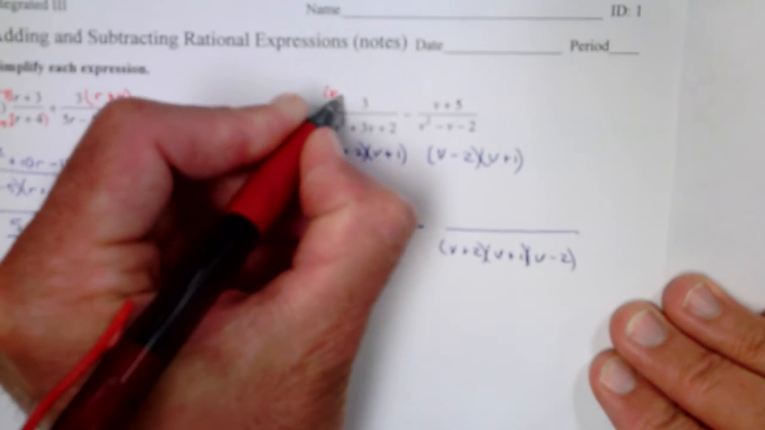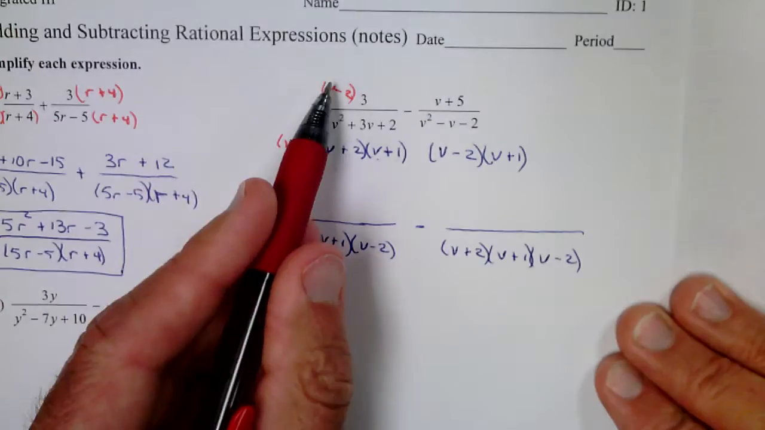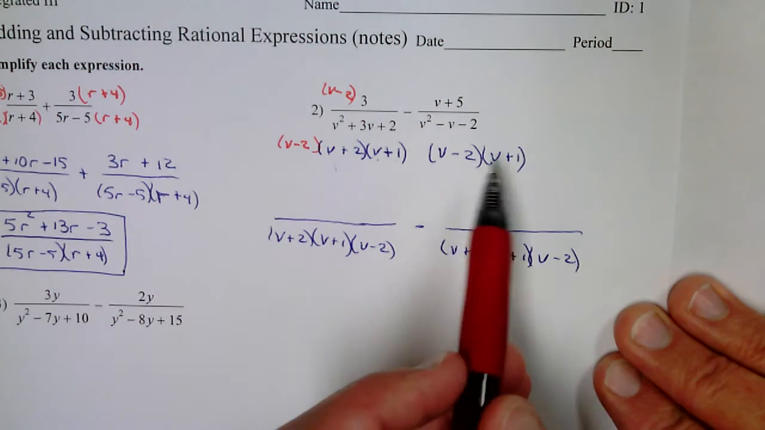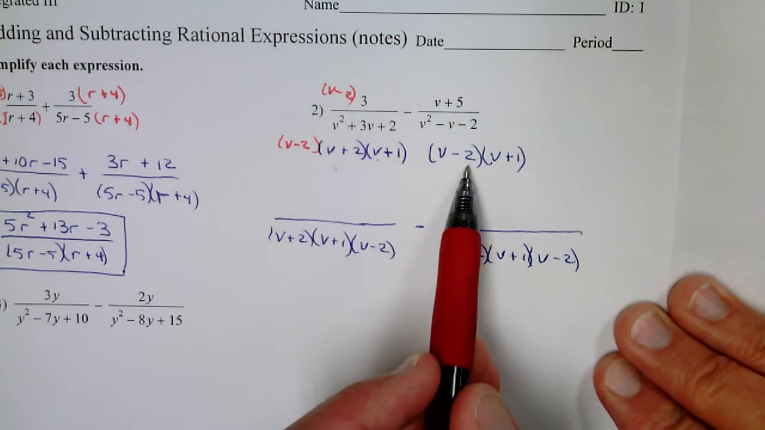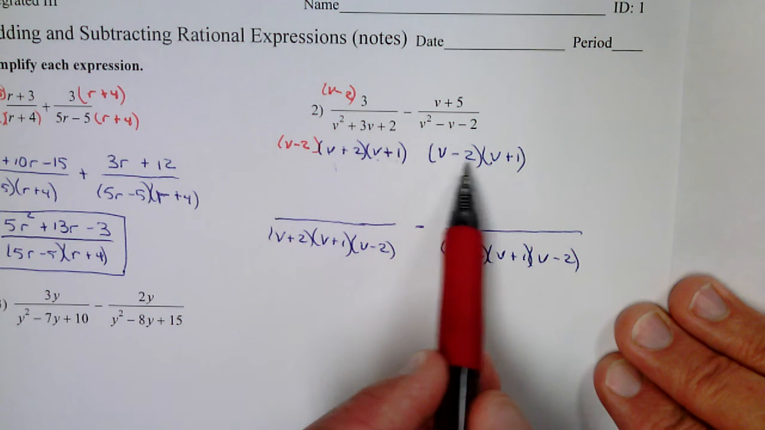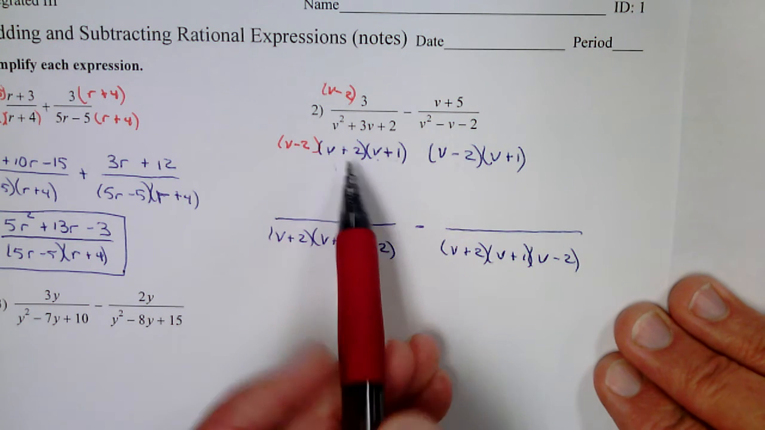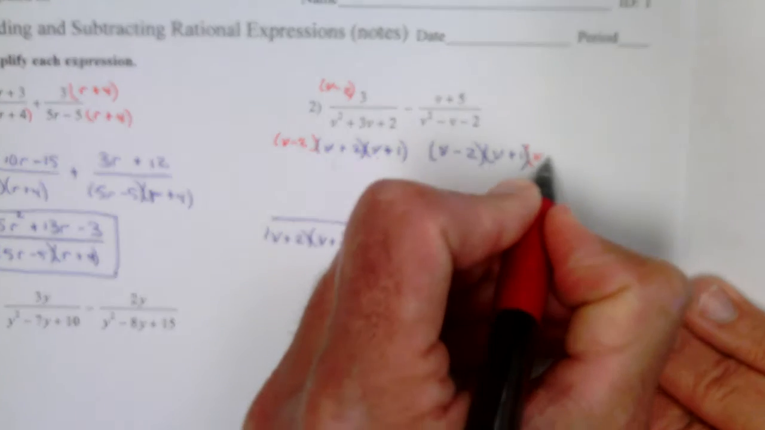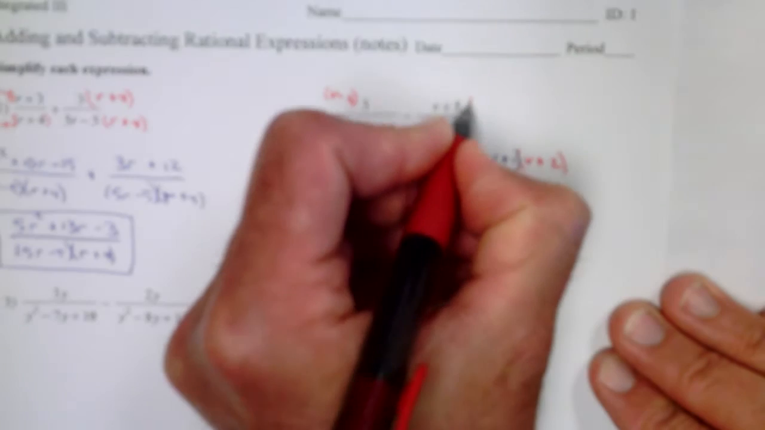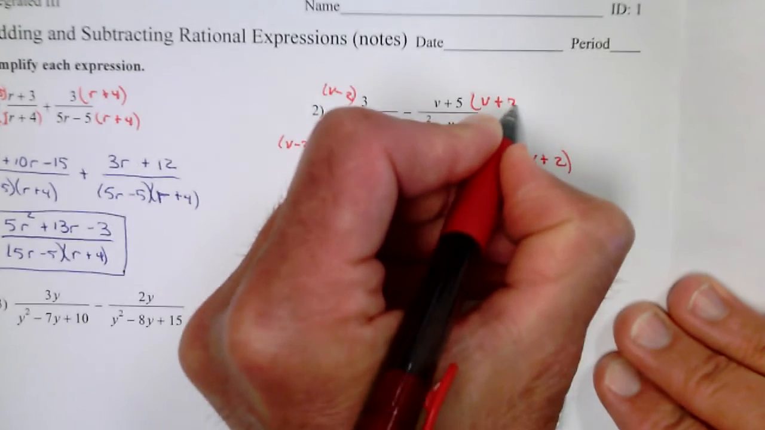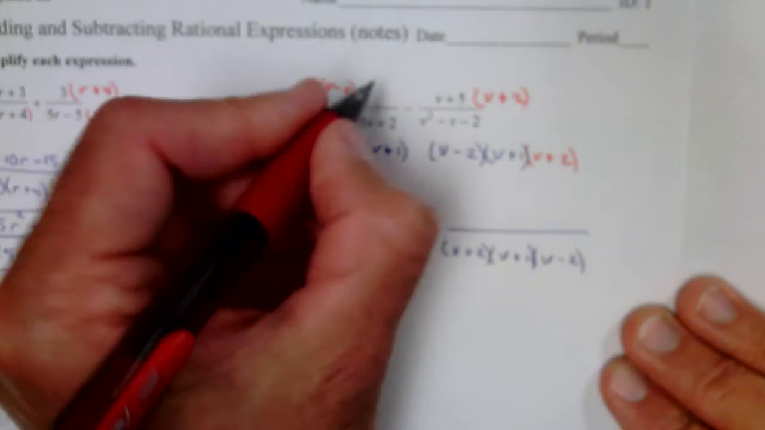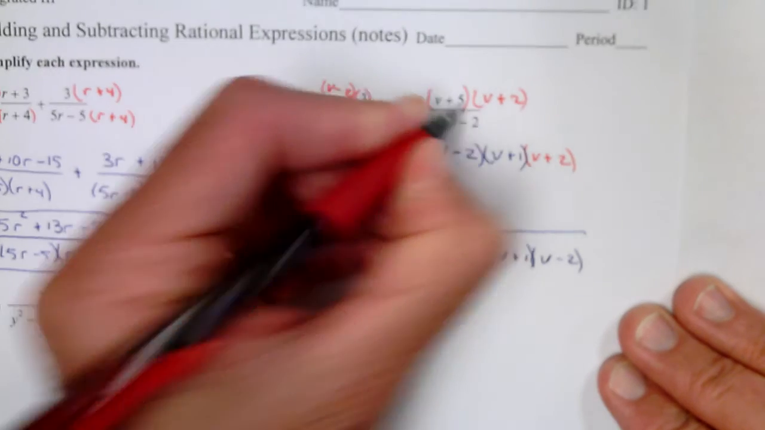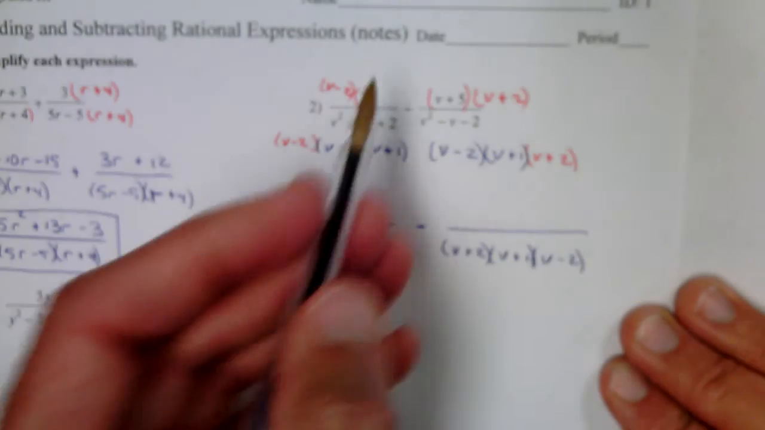And on the top, I'm going to multiply that also by v minus 2. On the second fraction, the fraction on the right here, you'll see that we are missing a v plus 2. So I'm going to multiply both top and bottom by v plus 2. Now remember, these are in parentheses, so you have to make sure that you FOIL them.